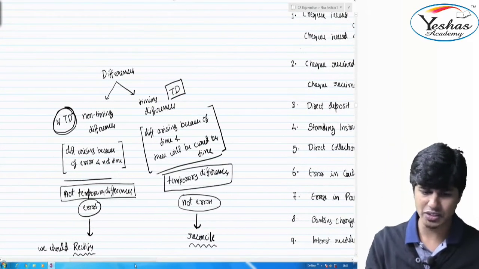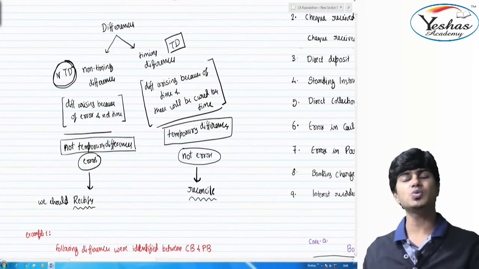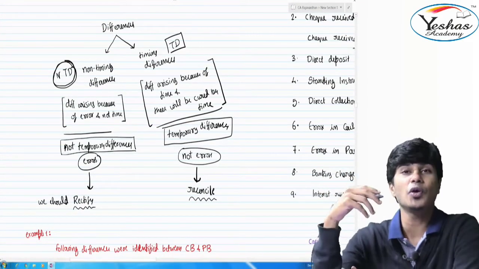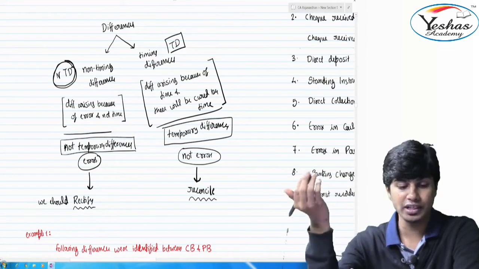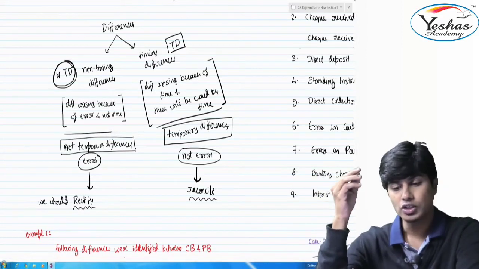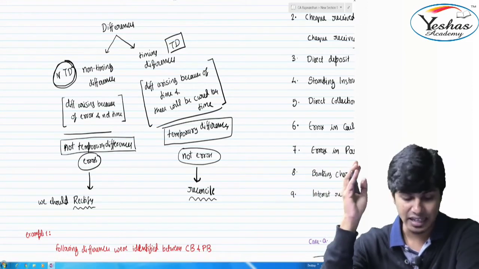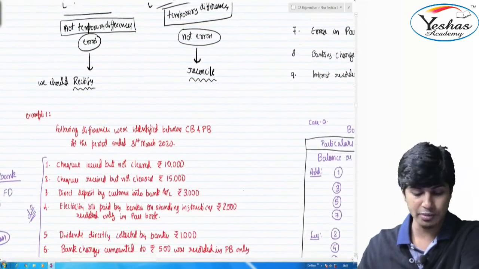Then our discussion was regarding how we categorize a difference as timing or non-timing. If the difference will get cured by itself because of time, it is timing difference. If the difference will not be cured because of time, if it needs some external aid, some repair from outside, that is non-timing difference. You get that? So timing differences are not errors, they will be reconciled. Non-timing differences are errors, they will be rectified. You get that? And we did problems on that particular thing yesterday.